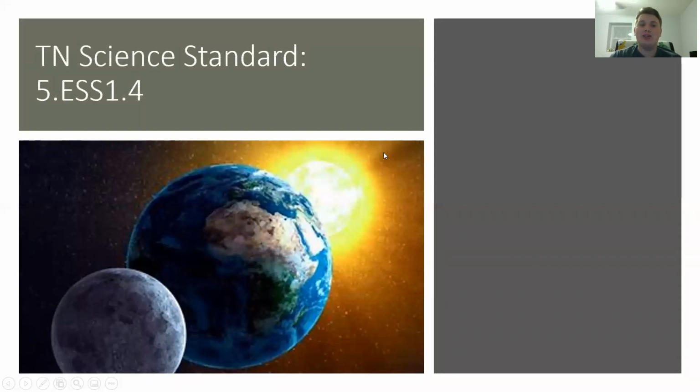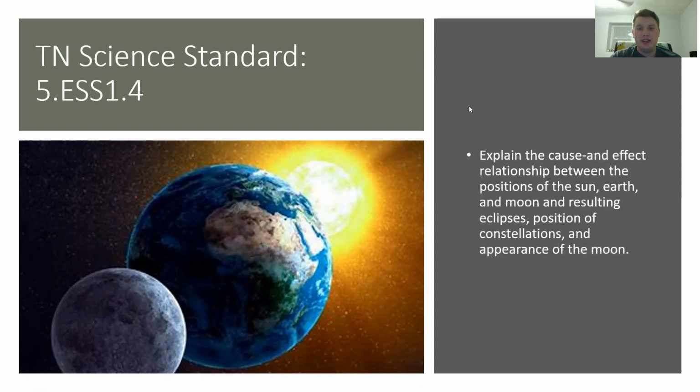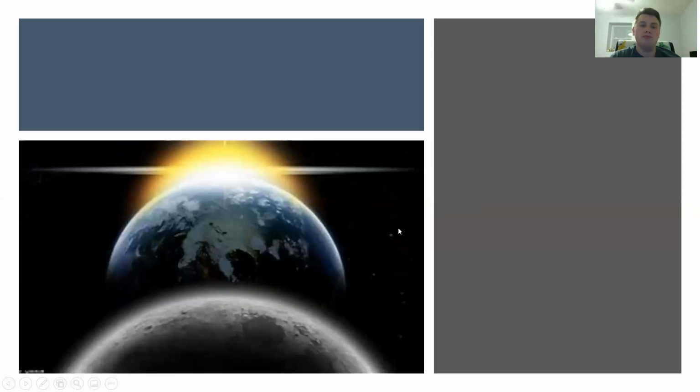This lesson goes along with Tennessee Science Standard 5.ESS1.4, which states, explain the cause and effect relationship between the positions of the sun, earth, and moon and resulting eclipses, position of the constellations, and appearance of the moon.